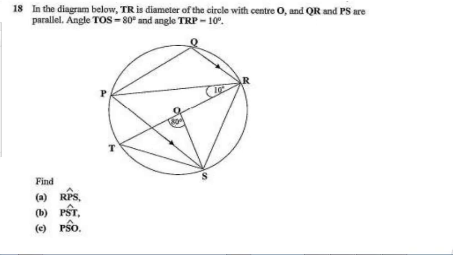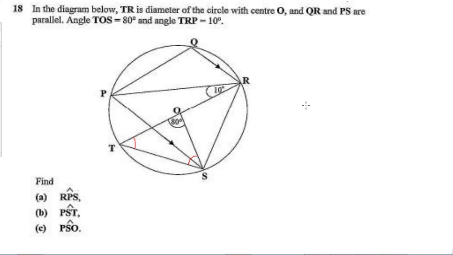So if this is 80 degrees, it means we can find the angle that's there, which is angle OTS, and we can also find this whole angle here, which is angle OST. So if this is 80 degrees, it means these two angles plus this angle should give us 180. And these two angles are the same. So this is twice one angle.